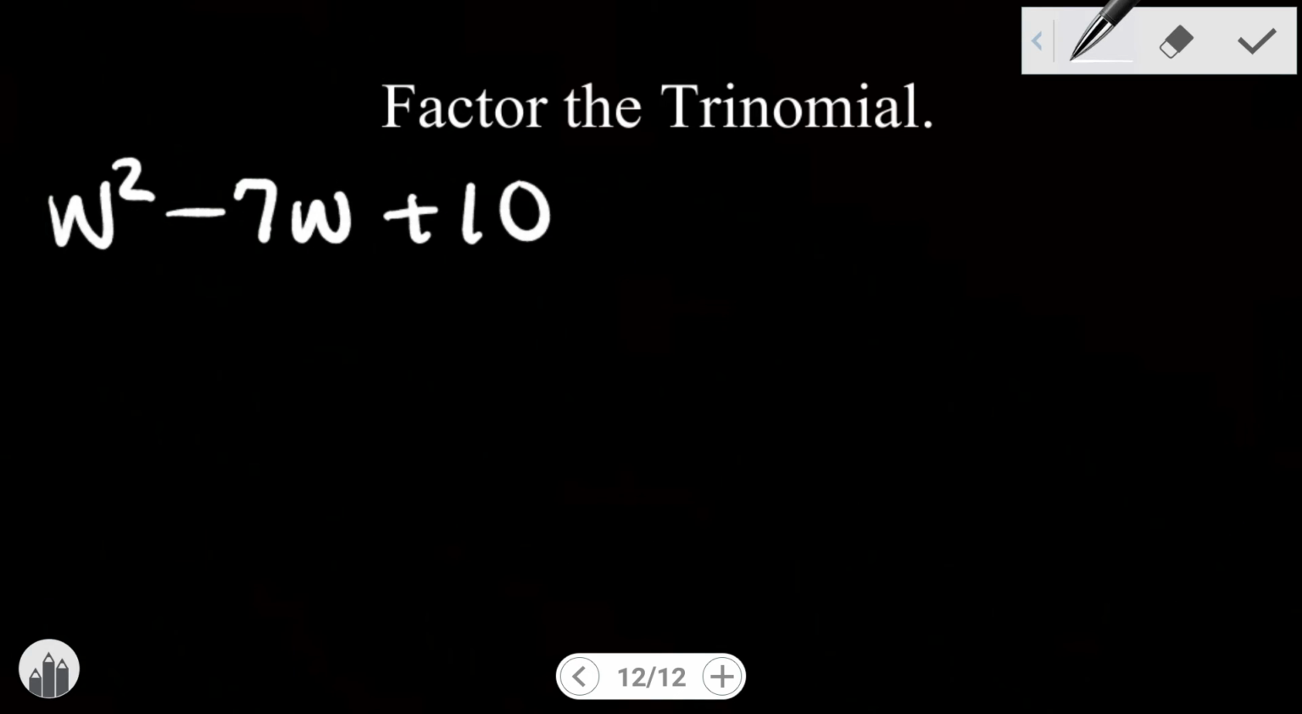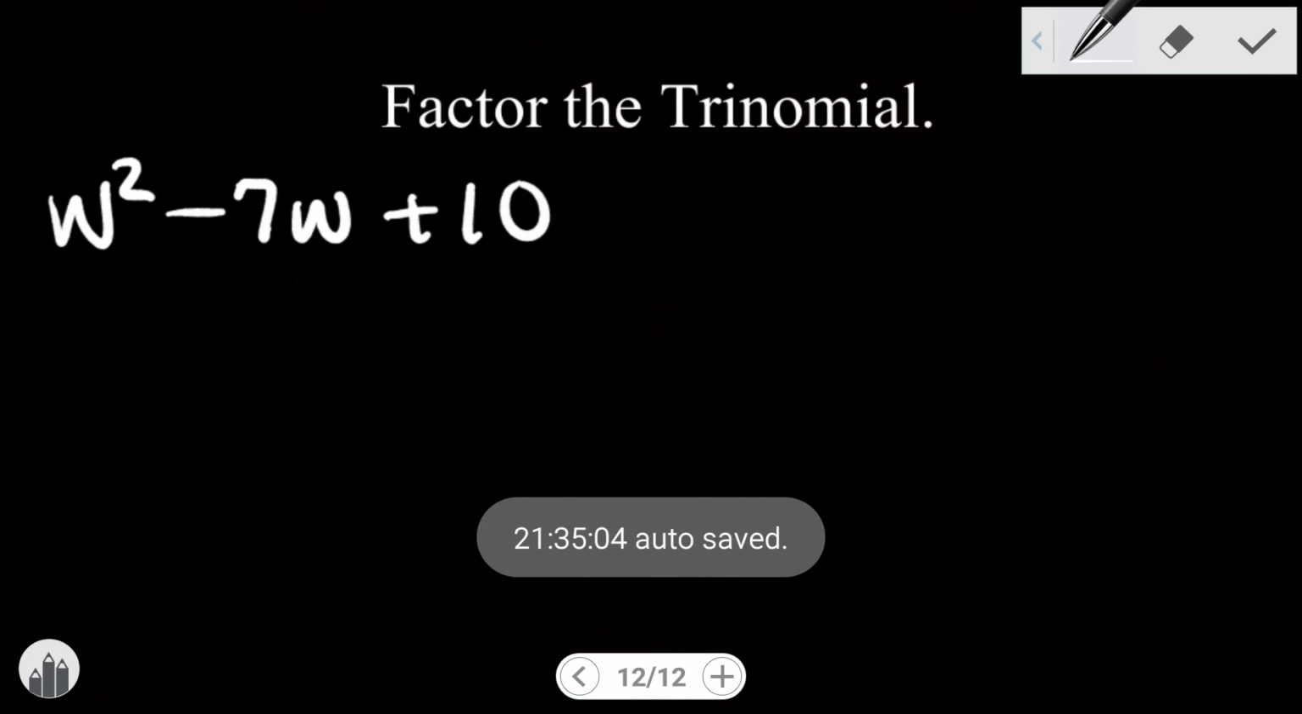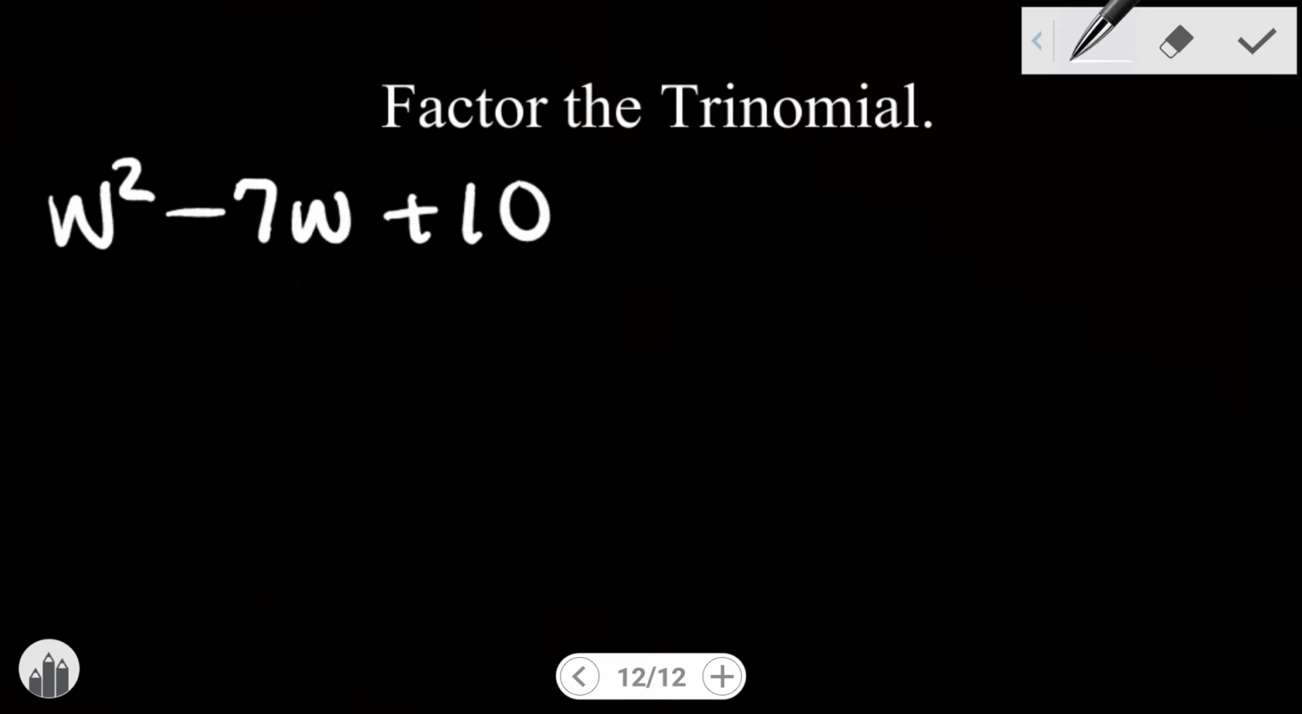Whenever you're working with trinomials, look to see what your coefficients are in front of your variables. Since we don't have a coefficient in front of the w squared, we know that when we split this up, it'll just be w and w.